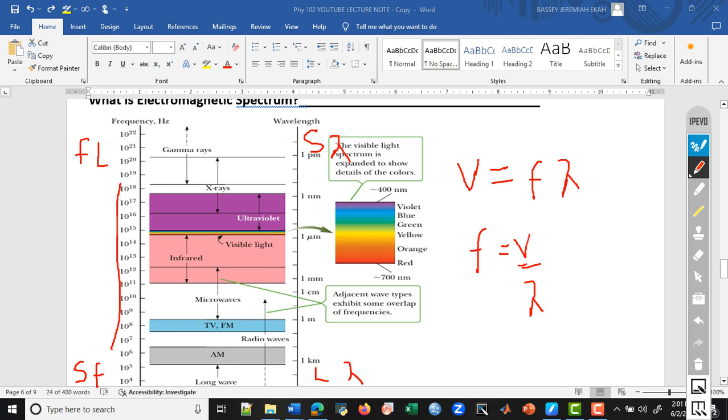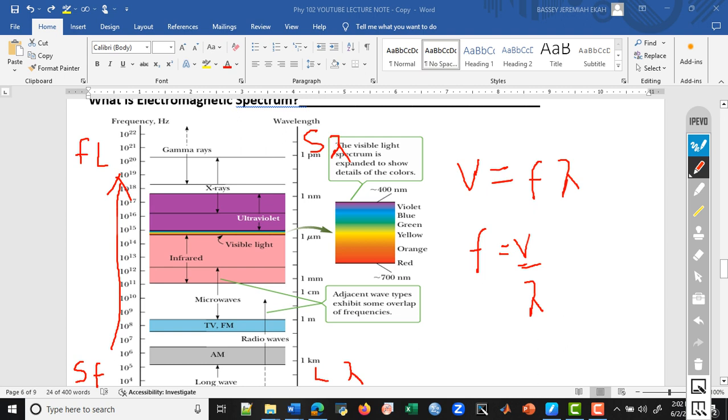Okay, so listing the members of the electromagnetic spectrum in order of increasing frequency. Here we have a short frequency, we have long frequency. So we'll start from the radio wave and then the microwave, infrared, visible light, UV ray, X-ray, and gamma ray.